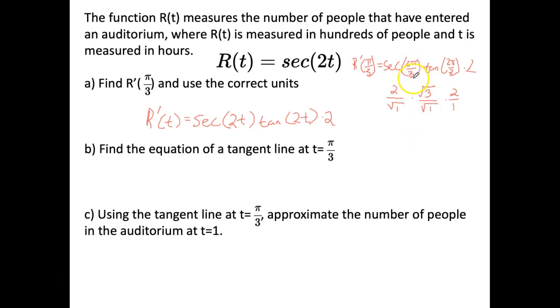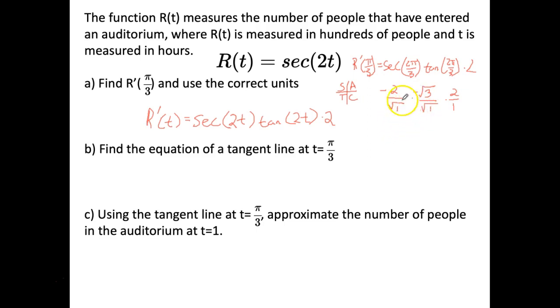Okay, now let's just check what quadrant these are in. All students take calculus. This is going to be in the second quadrant because it is 1 less than the denominator. So sine is positive. This is not a sine, so it's going to be negative. Tangent is not a sine, so it's going to be negative.